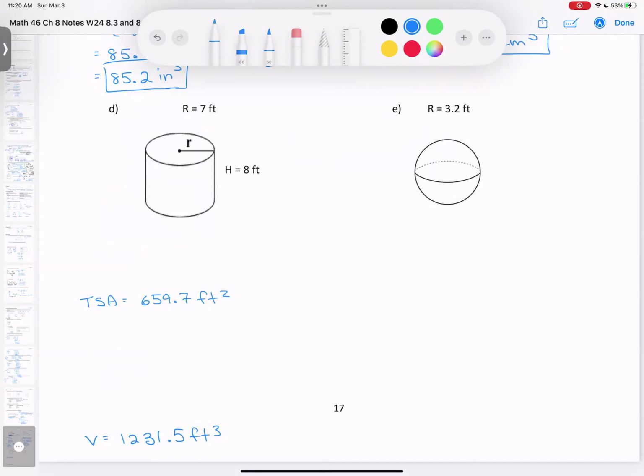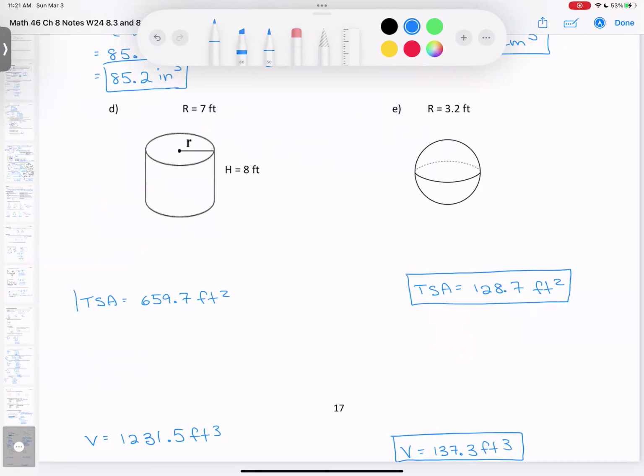And for the sphere, you have formulas for spheres in your formula sheet as well. Your total surface area should be 128.7 feet squared. Please remember your units. You don't want to go to all this work and then lose a half mark because you forgot your units. Volume is going to be 137.3 feet cubed. So like I said, go ahead, try these on your own. And then if you need some help solving them, check out the next video.